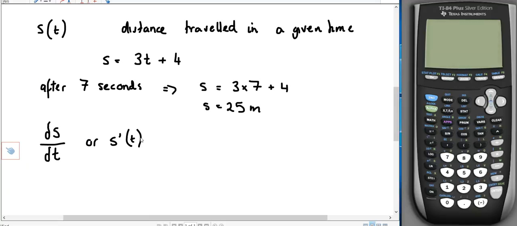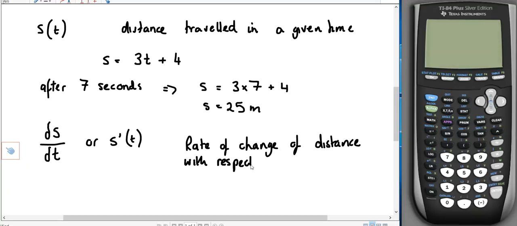Now this ds/dt would be the rate of change of what? Distance. The rate of change of distance with respect to time. Distance travelled and distance from a point are two different things. So in science they use s for distance travelled and d for distance from a point.